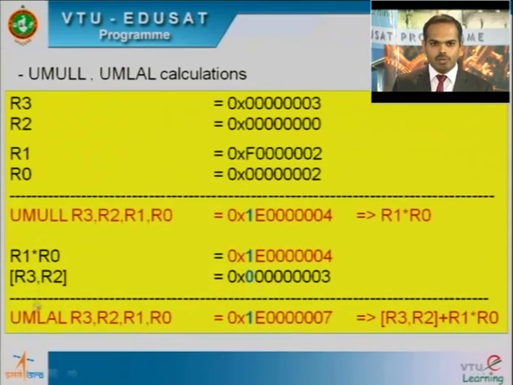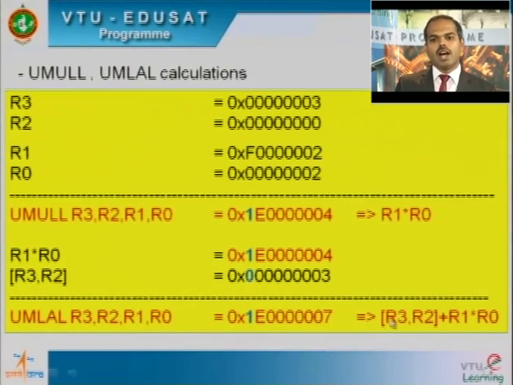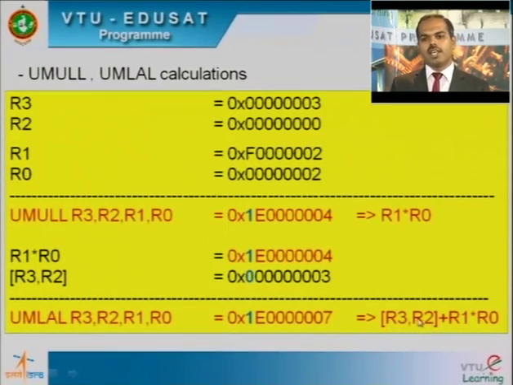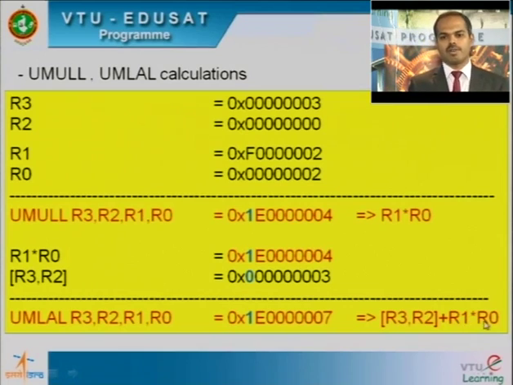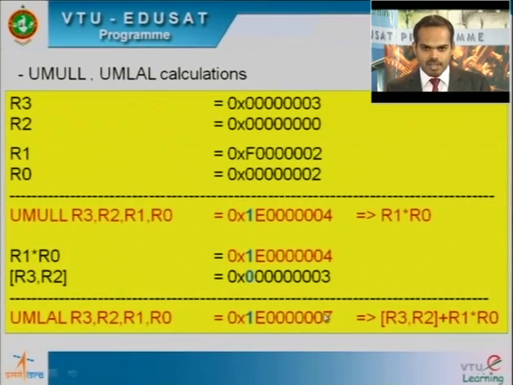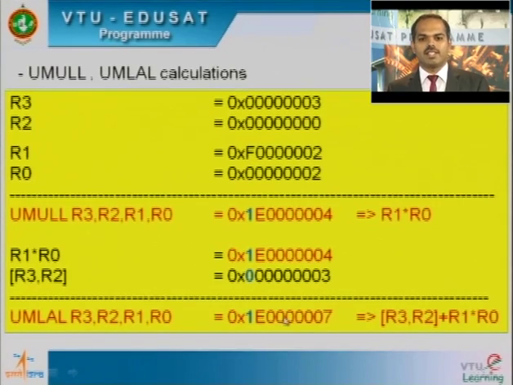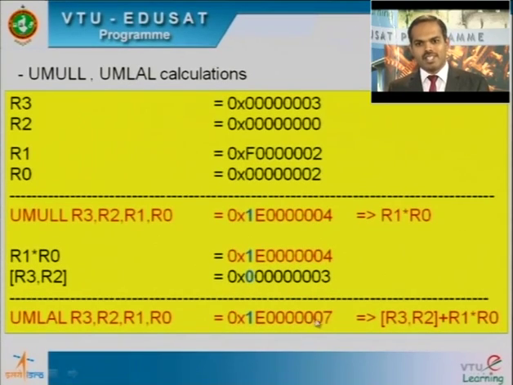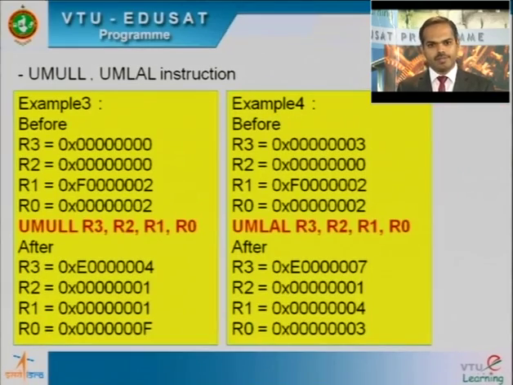For the instruction UMLAL R3, R2, R1, R0, we have to add, see this description, R3, R2, that is 3, has to be added with the multiplication result of R1, R0. If we add that, 4 plus 3 will get added, and the result will be 7. The total result will be 0x1e followed by 6 zeros and the 7. Hope this is clear. Now the same thing is shown in the examples here.